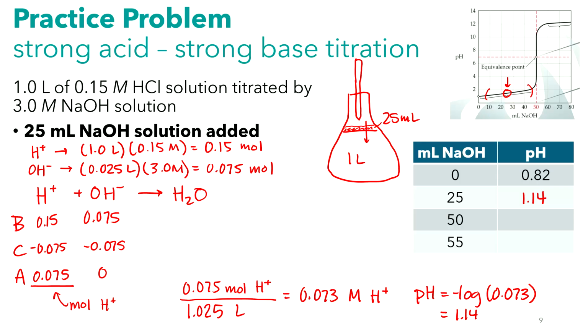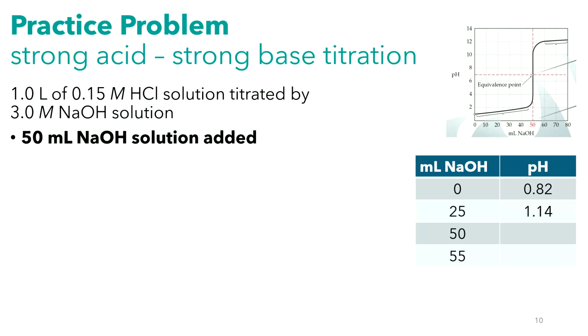Now we are going to do 50 mils. And on our graph, it's already given away. This is where our equivalence point is. Okay, there's 50, so we're right here. But let's check it for ourselves and identify it as our equivalence point. So again, I'm just going to pull the moles of H plus from our previous slide. Nothing has changed about that. I still have 1 liter of 0.15 molar HCl. So I have 0.15 moles of H plus.